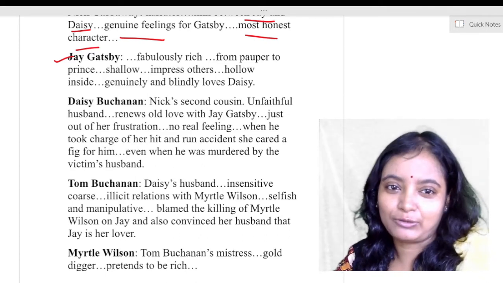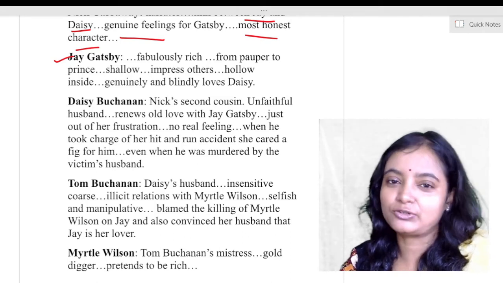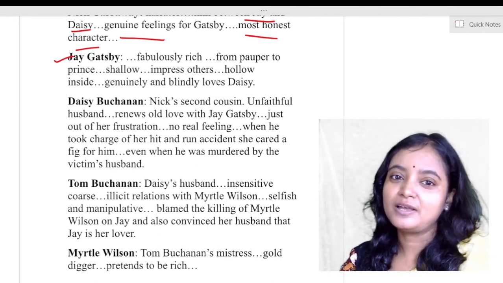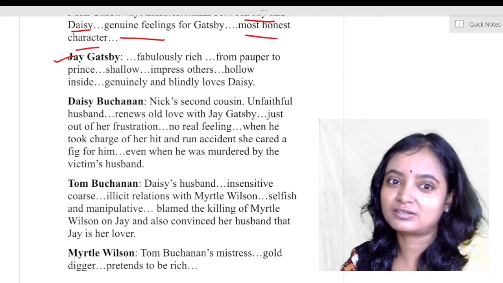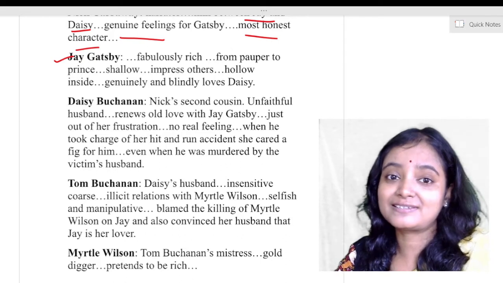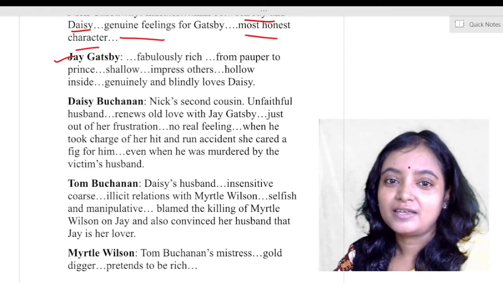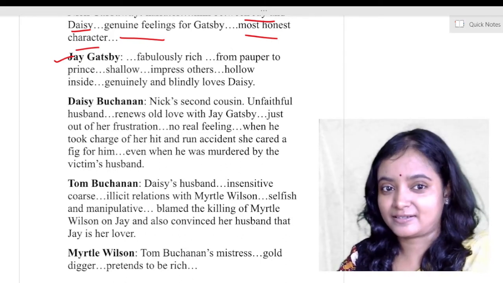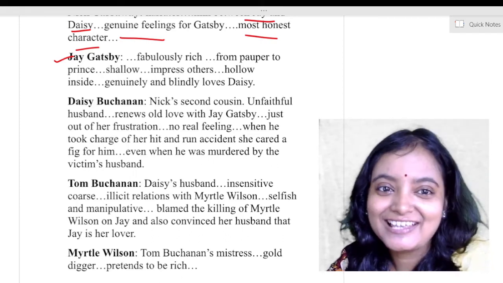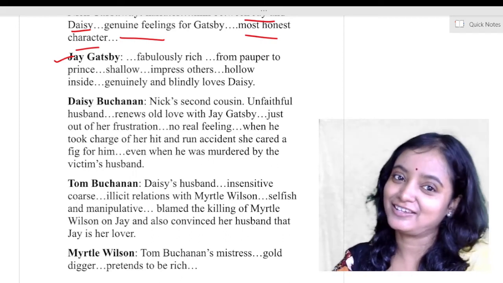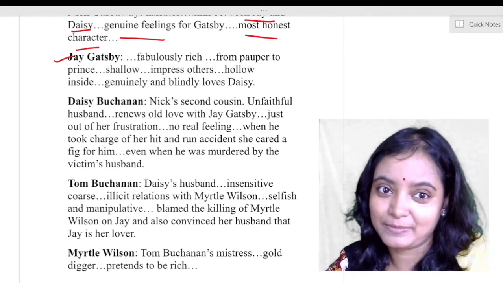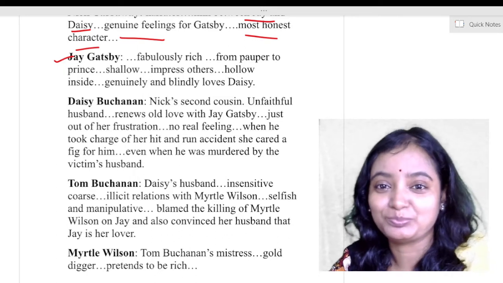But he is shallow at heart. He just throws parties for unknown people. He just shows how rich he is and how powerful. But he has no genuine thought. He cannot contemplate the situation. He always tries to impress others, but one thing is genuine in him. What is that? His love for Daisy. It is almost totally genuine and blind at the same time. That will cause his doom.